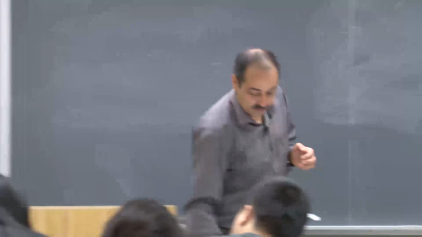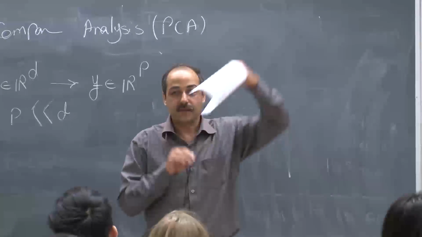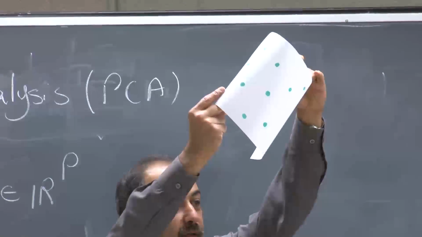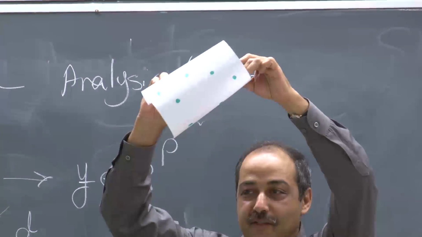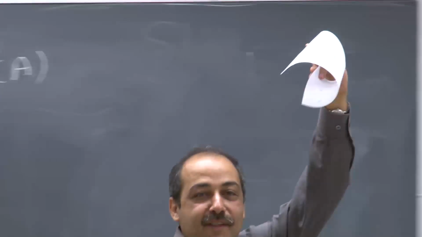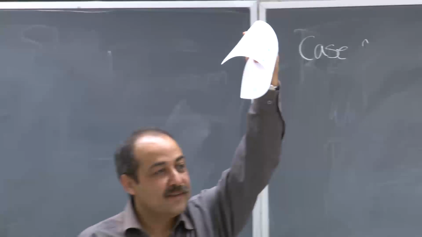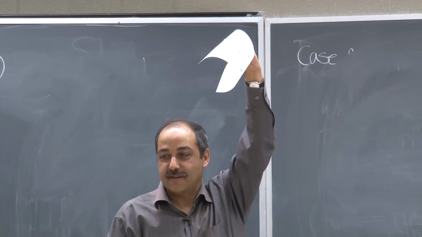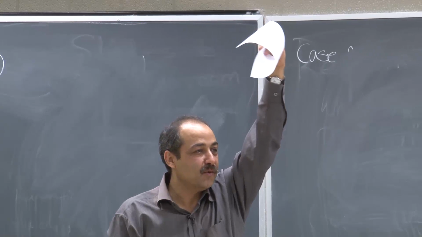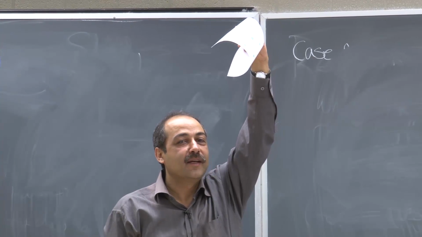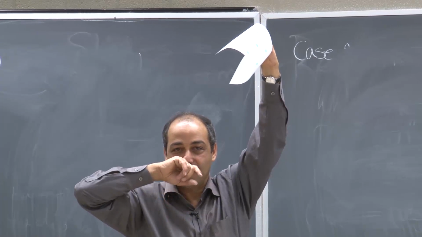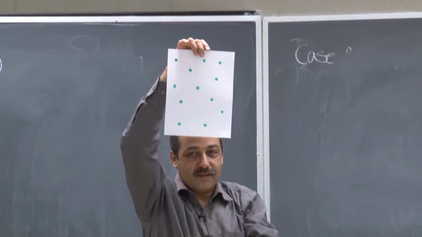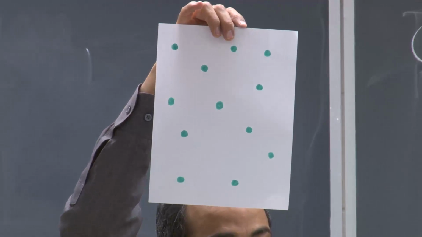So let me start with this. It's my favorite example. Look at these green points. Just forget about this piece of paper for the moment. Just concentrate on the points. What's the dimensionality of each of these points? 3. They're 3-dimensional points, right? Because you can express each of these points by x, y, and z.